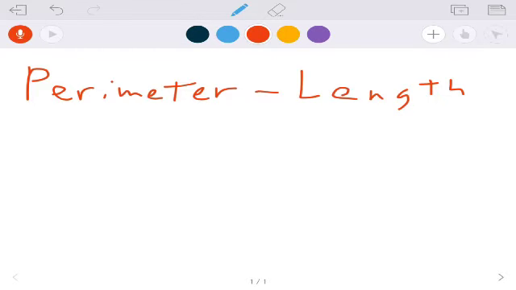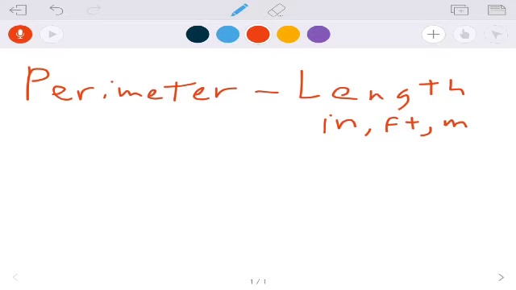Which means normally we would give measures of this in something like inches or feet, perhaps meters or miles or kilometers, or various measurements like that. And so that's perimeter, and that's what perimeter should look like.